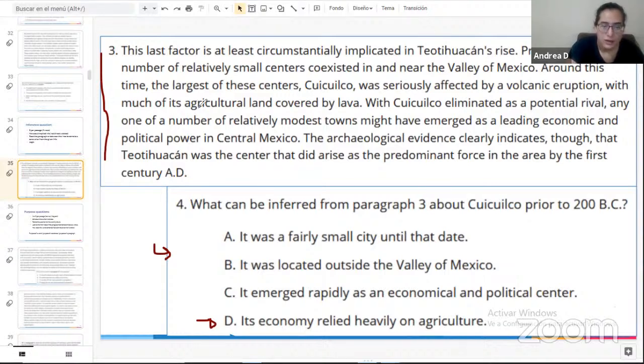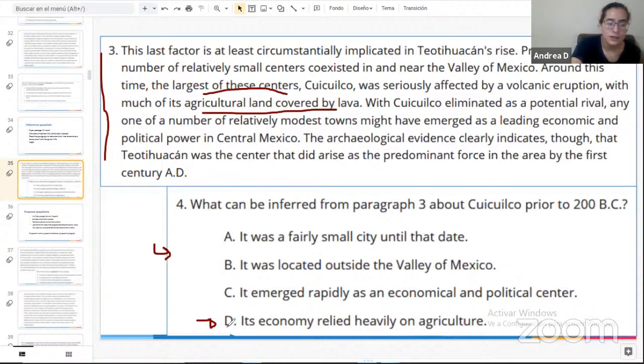That's the key part. So you need to think of the things that you do know about Cuicuilco prior to 200 before Christ, right? So what is it that you know, the information that's there in the paragraph? So the first thing you know is that it was the largest of the centers. So it was a powerful, large center. Second thing you know is that the volcanic eruption happened and covered most of its agricultural land. And what happened after that? As a result, Cuicuilco was eliminated as a potential rival, which basically means they disappeared, they went down so suddenly after the volcanic eruption happened. So something's missing there, and you need to find out what that is.